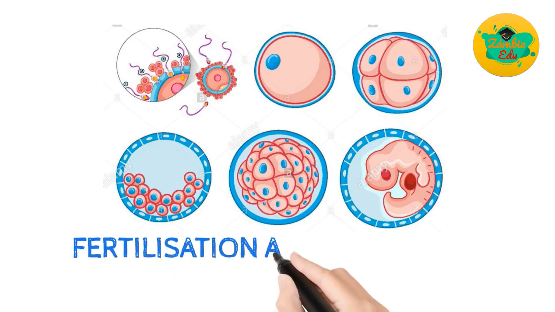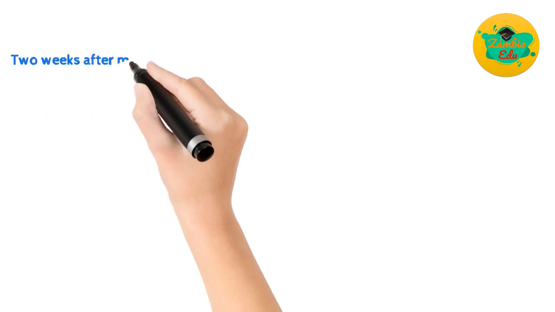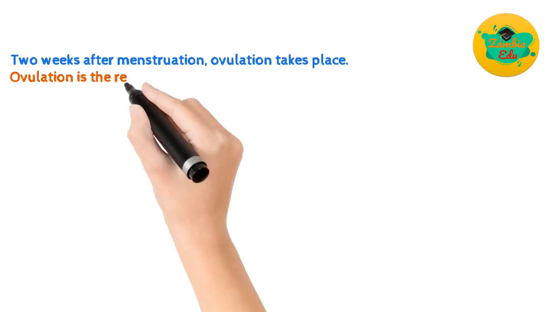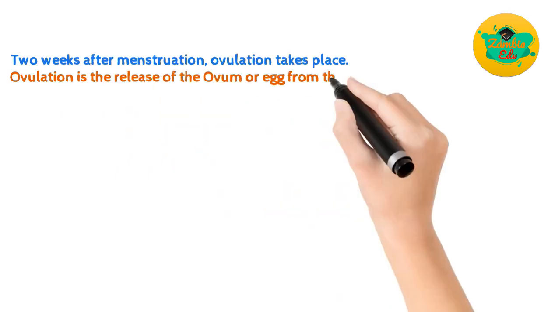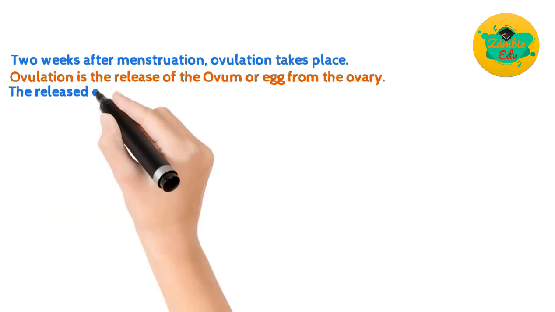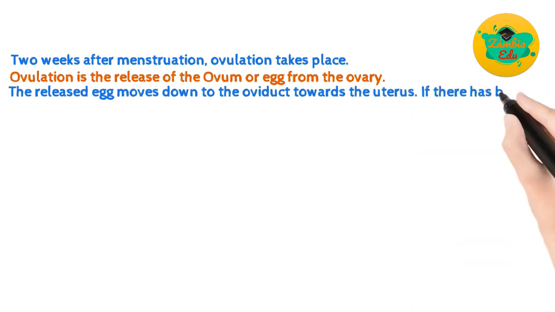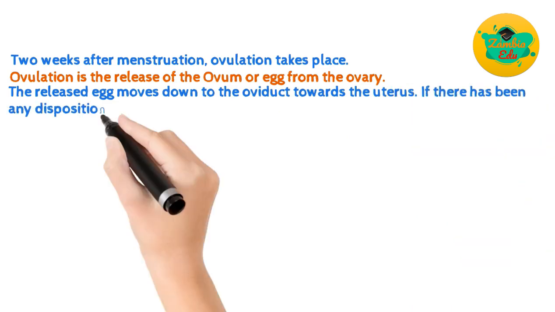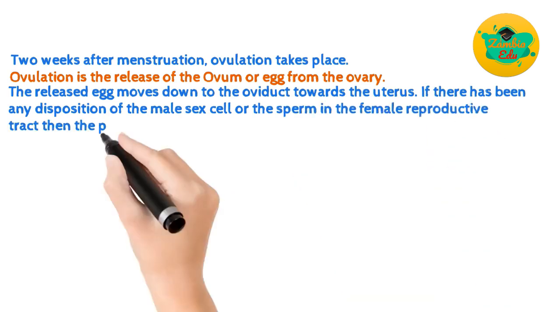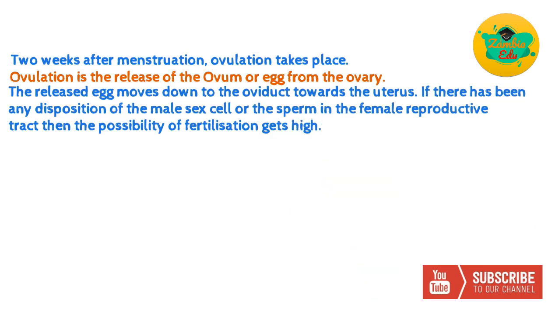Fertilization and Embryo Development. Two weeks after menstruation, ovulation takes place. Ovulation is the release of the ovum or egg from the ovary. The released egg moves down the oviduct towards the uterus. If there has been any deposit of the male sex cell, or sperm, in the female reproductive tract, then the possibility of fertilization gets high.